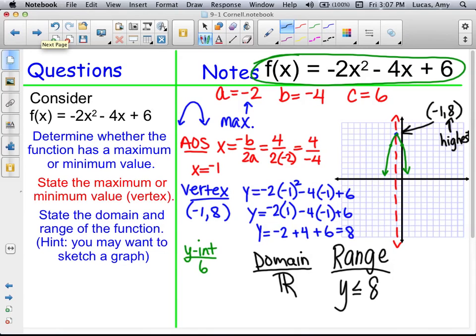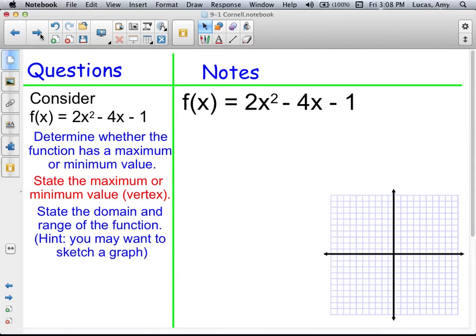The range is tricky to figure out, much trickier than the domain. So when the vertex is a maximum, you are going to have an inequality starting with y is less than or equal to, when the vertex is a maximum. When it's a minimum, that will change, and you'll see that on another problem.